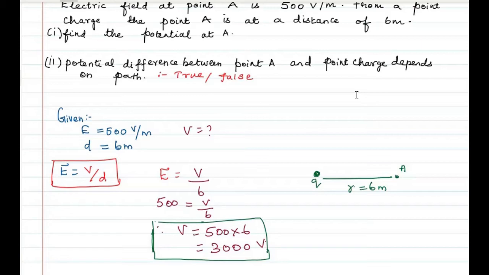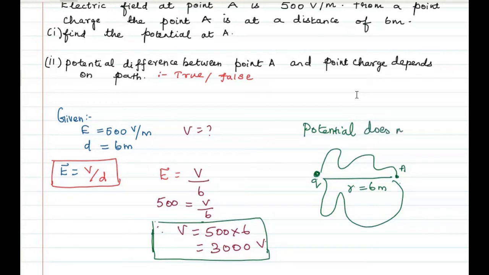It does not depend on the path. Even if you take a path like this and reach A, it doesn't depend on the path. The electric potential remains the same. So electric potential is conservative in nature, it does not depend on path.